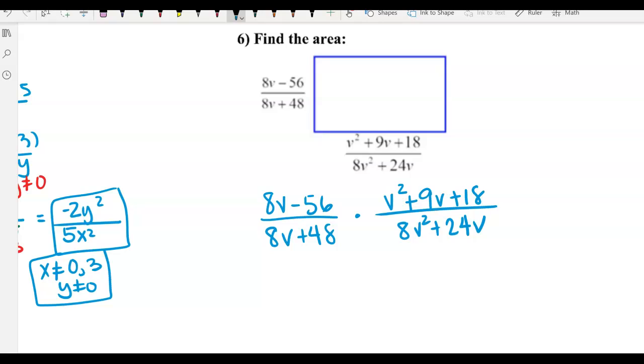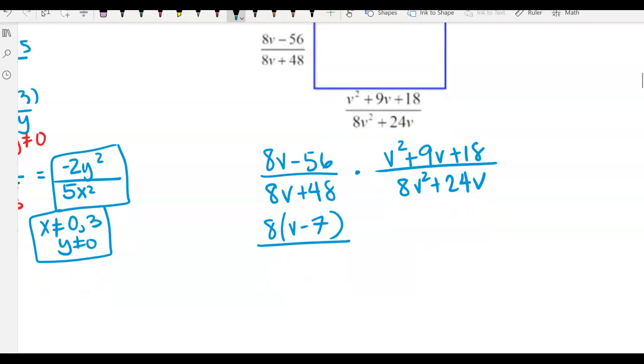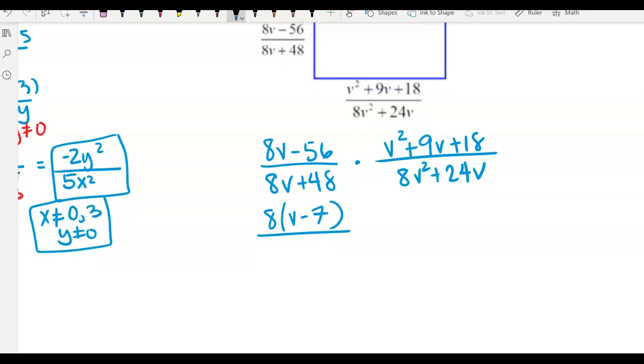Have we seen these kind of problems before? Yep. What should we do next? Factor. You are right. Roman, give me the first numerator in factor form. Take out an 8. Good. And then it's v minus 7. Good. First denominator. Can you please, Diego, tell me if that's factorable or not? Yeah. What are you going to take out? 8. Okay. What's left? V and 6. V plus 6. Okay. Multiply.